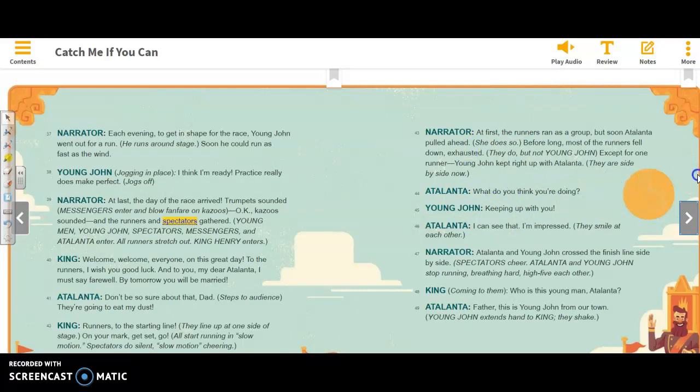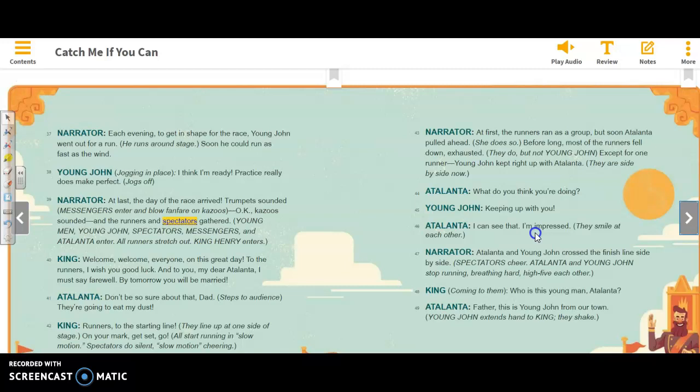Narrator: At first, the runners ran as a group, but soon Atalanta pulled ahead. She does so. Before long, most of the runners fell down exhausted. They do, but not young John. Except for one runner, young John kept right up with Atalanta. They are side by side now. Atalanta: What do you think you're doing? Young John: Keeping up with you. Atalanta: I can see that. I'm impressed. They smile at each other. Narrator: Atalanta and young John cross the finish line side by side. Spectators cheer. Atalanta and young John stop running, breathing hard, high-five each other. King, coming to them: Who is this young man, Atalanta? Atalanta: Father, this is young John from our town. Young John extends hand to King. They shake.